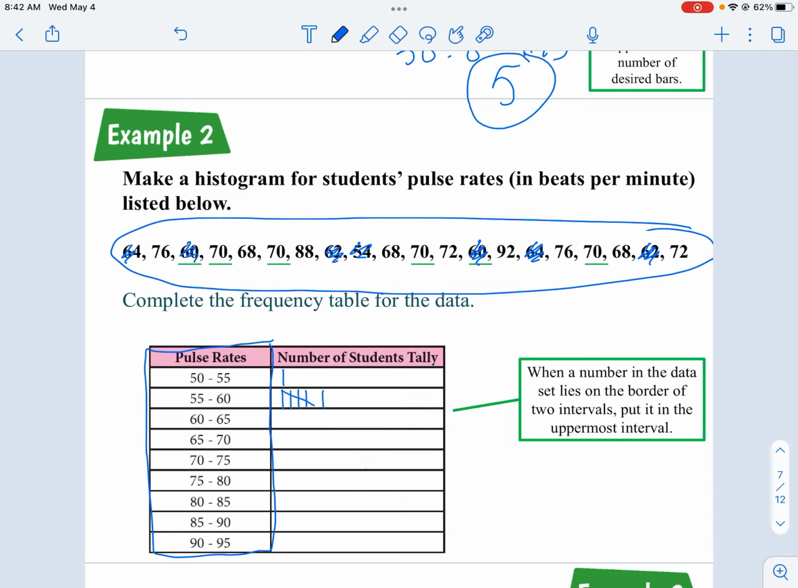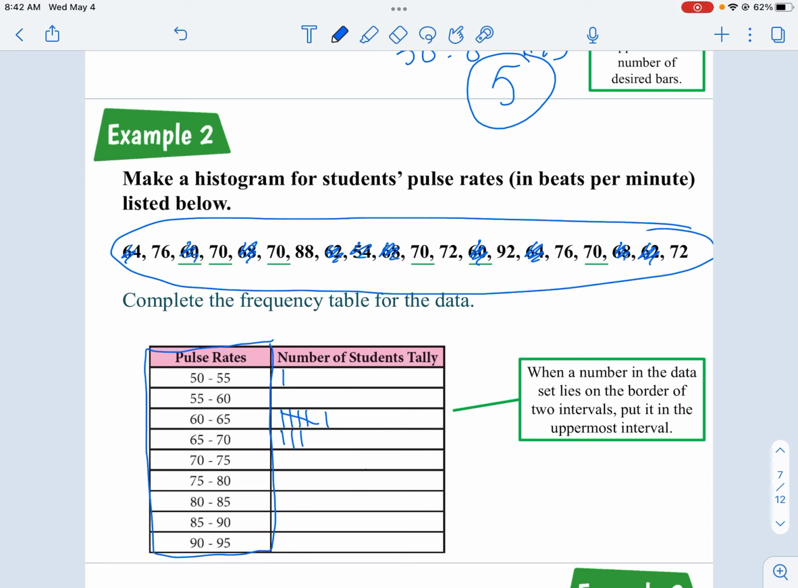Oh, wrong one. Wrong one. Goes in this one. 5, 6. Because there were none in between 55 and 60. Next, we have 65 to 70. So we don't use our 70s. So 1, 2, 3.